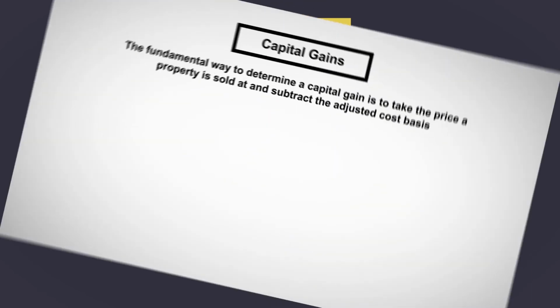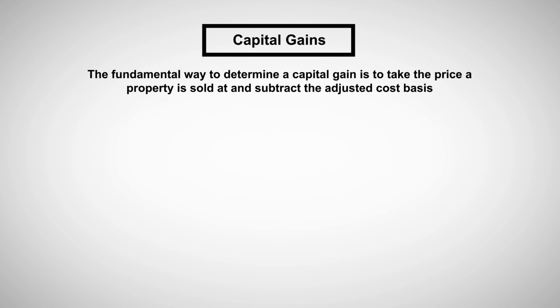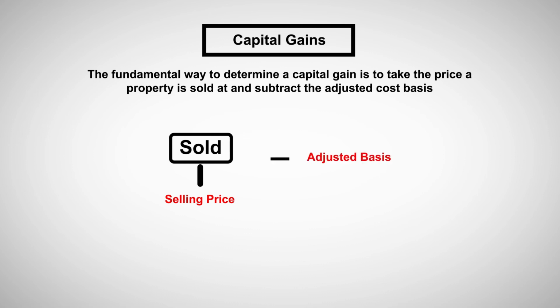To sum up, the fundamental way to determine a capital gain is simply to take the price that the property is sold at and subtract the adjusted cost basis. The cost basis is generally the amount paid for the property originally, but can be adjusted later on by events that are subsequent to the purchasing of the property originally, but occur before the property is sold.